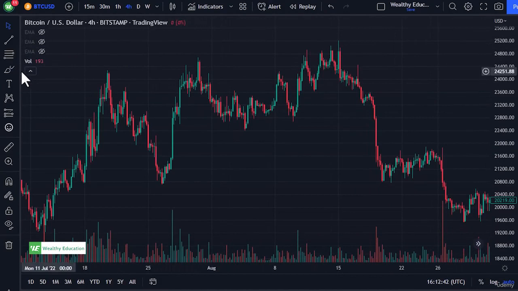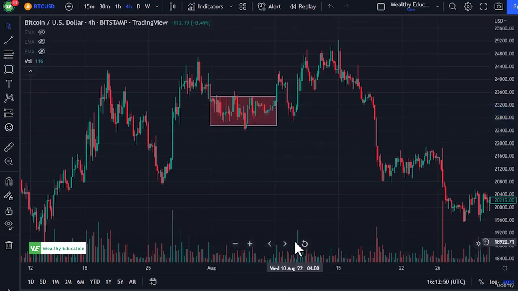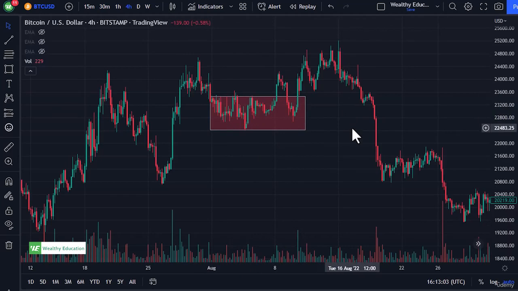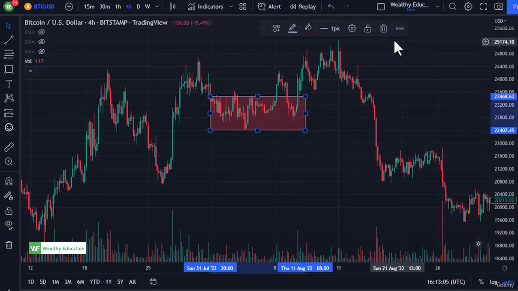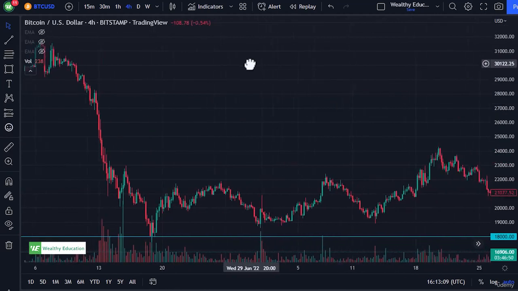So here's an example of Bitcoin consolidating right here in like a rectangle. Notice this candlestick here saw a bit of volume, but when we came back, we struggled a minute. And when we came back to the same rectangle, notice this candlestick kicked off a rally. That's typically how people will use it.